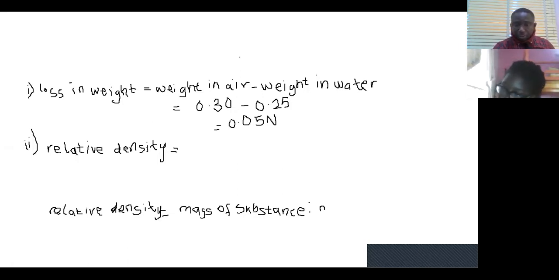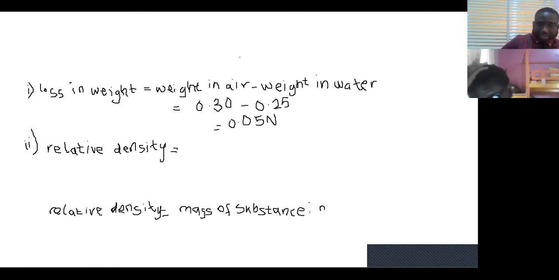What would be your mass of substance then? Does that mean you want to convert the 0.30 newton to mass? Is that what you wanted to do? Yes. Okay. Well, I would really like to explore and see what it will give you. Let's explore then. You can continue, please.